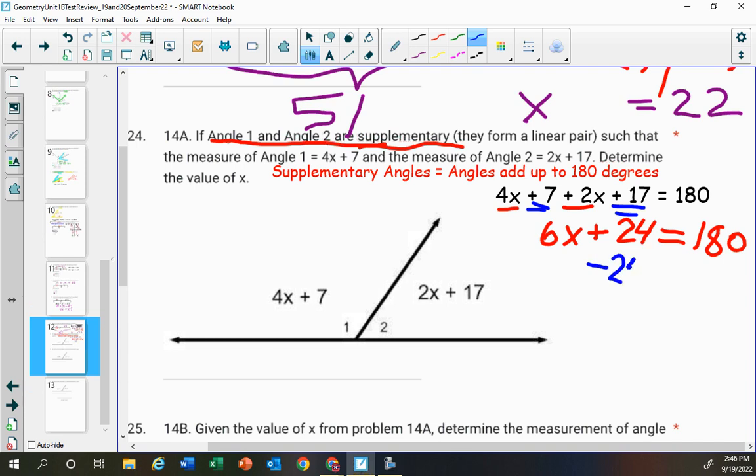It's in Schoology. You minus the 24 from 180. Okay, let's make sure we got this right. 180 minus 24 equals 156. So we have 6x equals 156. And then you divide 156 by 6. And that'll give you 26. Yep. That's it.